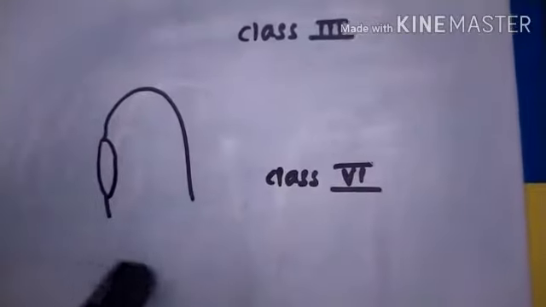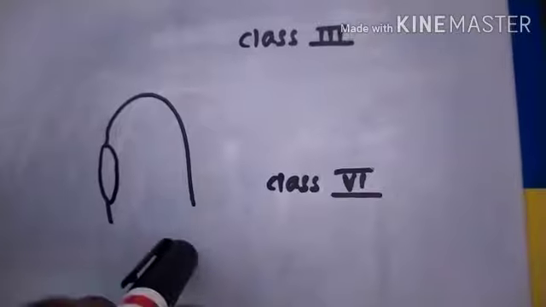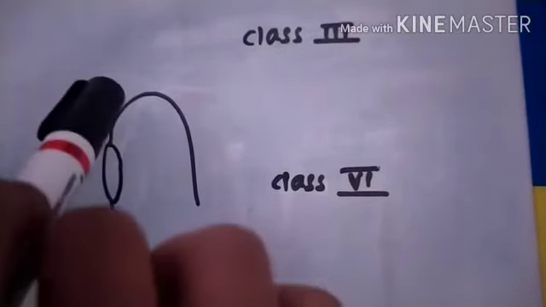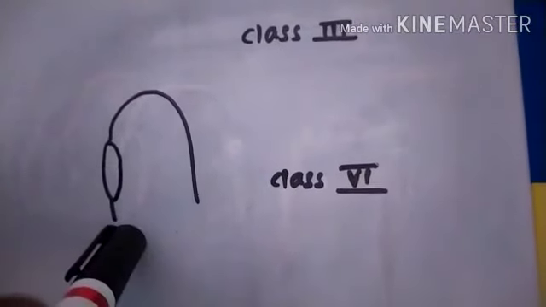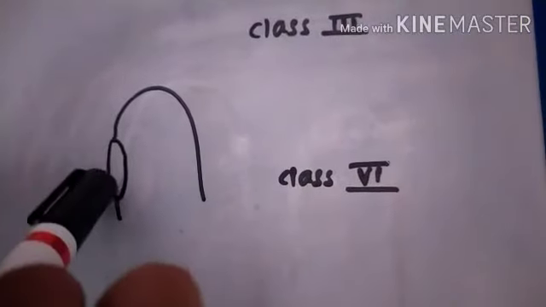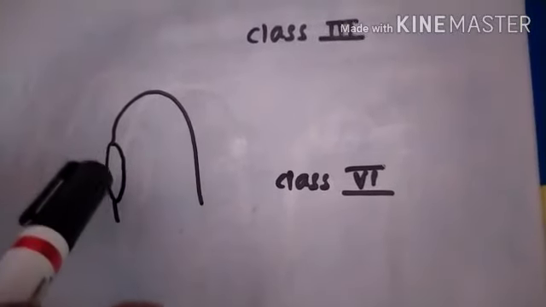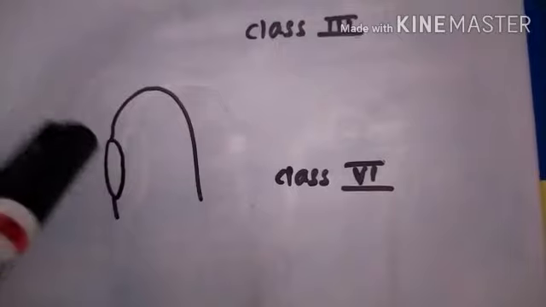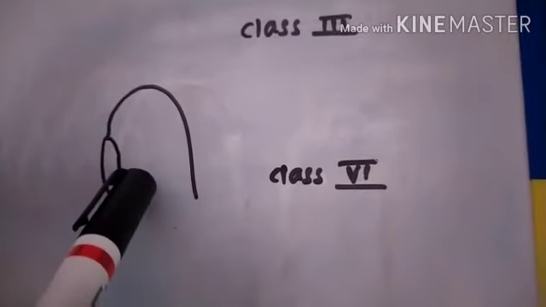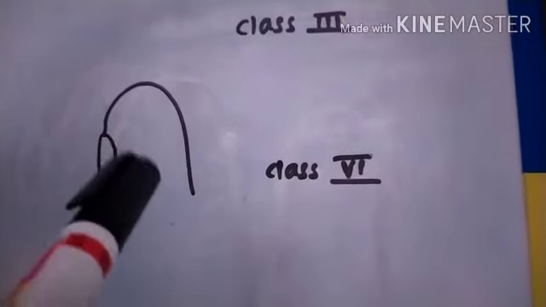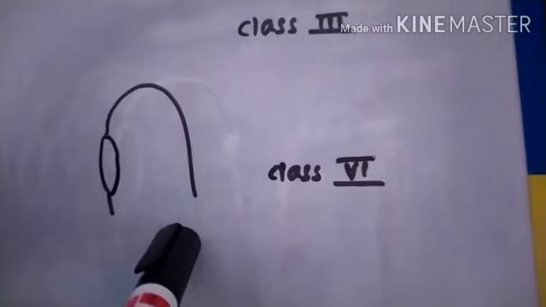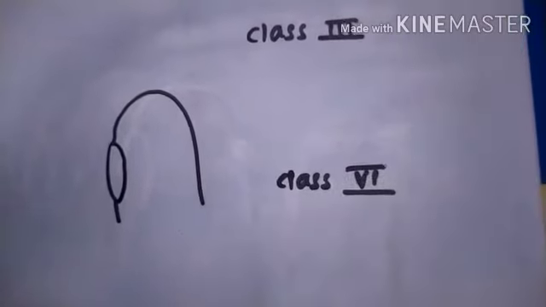According to Kennedy's classification, it is a class 3 type, but if the abutment teeth are strong enough to provide the support for the prosthesis, that means the prosthesis will hardly require any support from the tissues. So such type of situation is categorized under class 6.